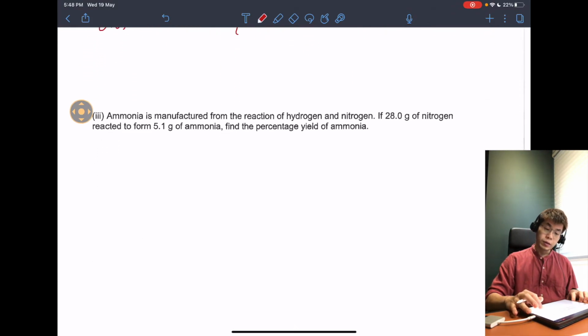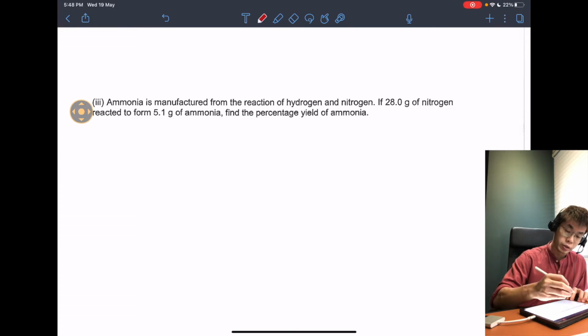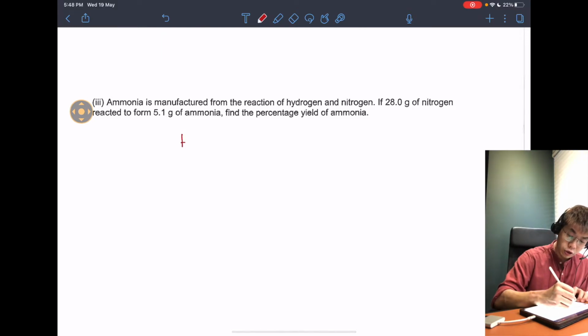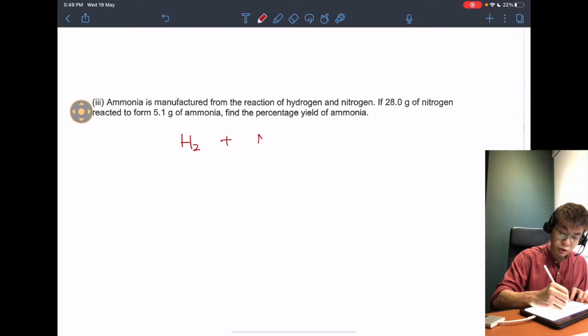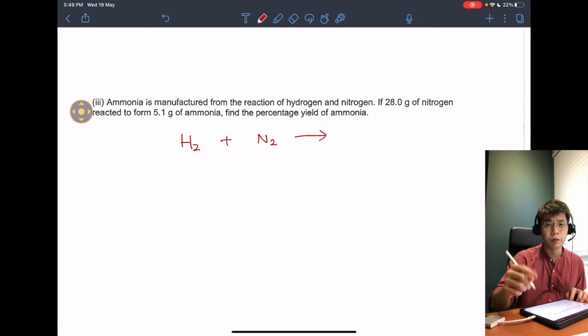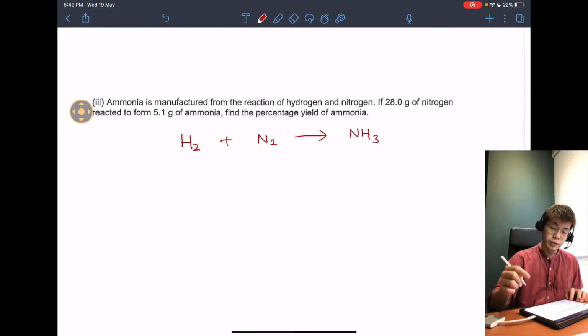Okay, now the last question. Ammonia is manufactured from the reaction of hydrogen and nitrogen. Now, there's no chemical equation, so we need to write it. Hydrogen is H2, please remember the magical 7, plus nitrogen, which is N2, will form ammonia. Please remember the formula of ammonia: NH3. Now we need to balance this equation.